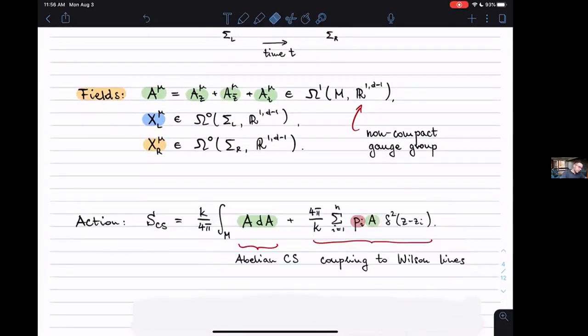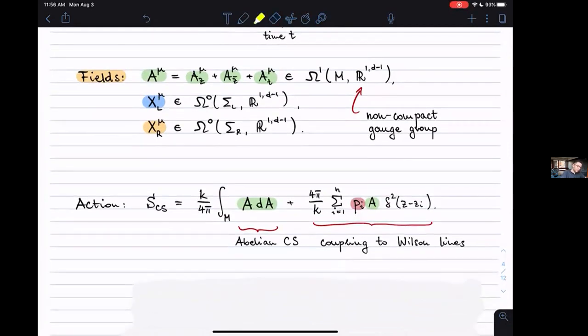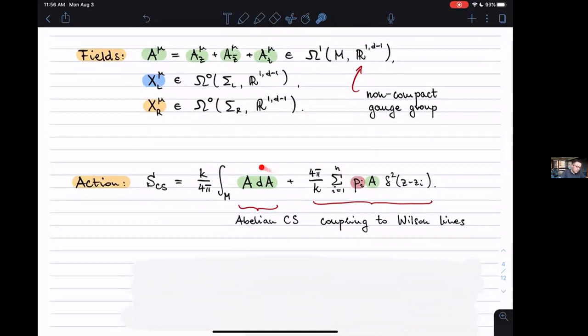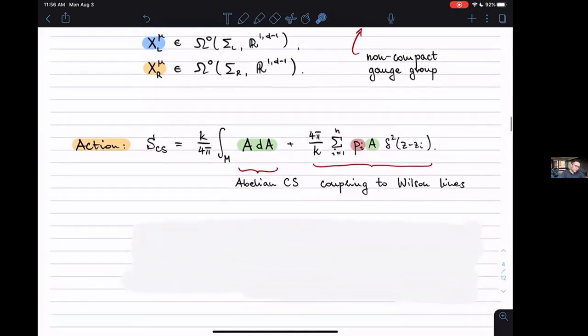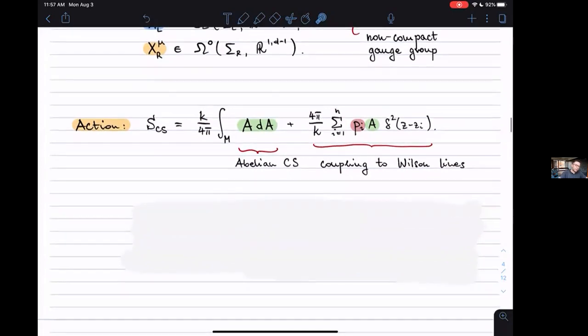Okay, these are the fields, and now we can talk about the action. So the action is as follows. First of all, we'll have the Chern-Simons term. Our gauge group is abelian, so it's enough to just put the abelian Chern-Simons term, which is A dA. And there will be coupling to Wilson lines, which are simply some external data, which could be some external momenta P dotted with the gauge field. Okay, and there's some coupling constant up front.